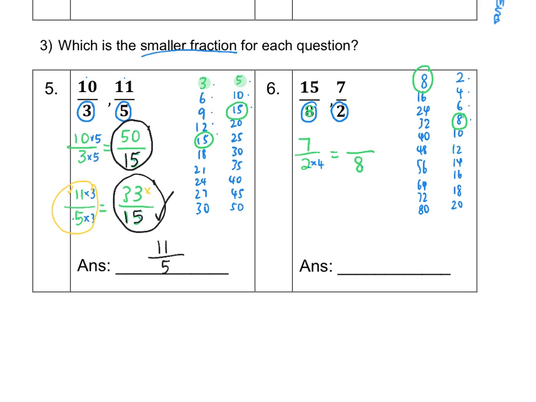So if the denominator I multiply by 4, the numerator I would also have to multiply by 4. What is 7 times 4? 7, 14, 21, 28. It is 28/8. Okay, so right now you are actually comparing between 15/8 and 28/8. Which is the smaller fraction? It is 15/8. Okay, so since 15/8 is already a fraction from the question, we can just write it down as the answer. The smaller fraction is 15/8.